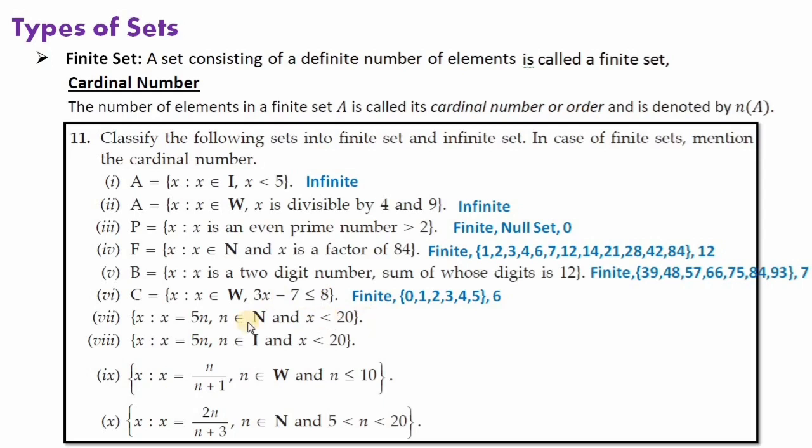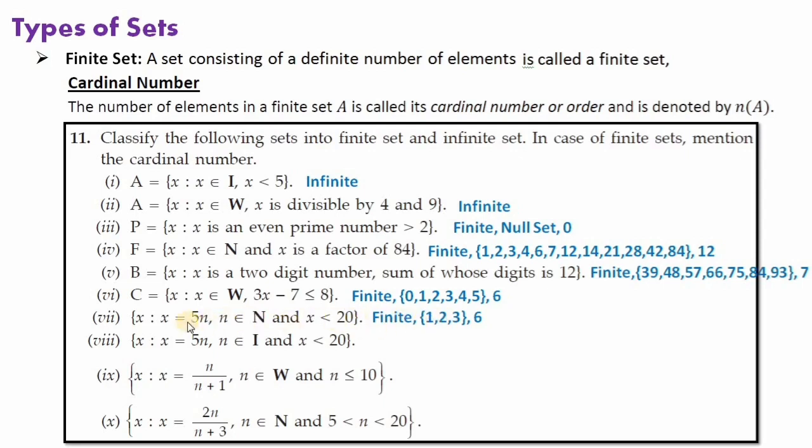Similarly, here x is equal to 5n. That means a multiple of 5. X is a number which is a multiple of 5 where n is a natural number. Okay, so the first natural number is 1. So n is 1 means x is 5. When n is 2, then x is 10. When n is 3, x is 15. When n is 4, then x is 20, but x has to be less than 20. So there are 3 elements out here. So the value of n here will be 1, 2 and 3.